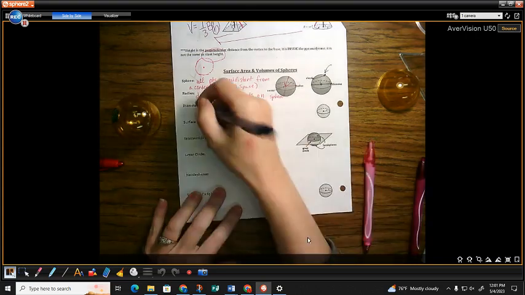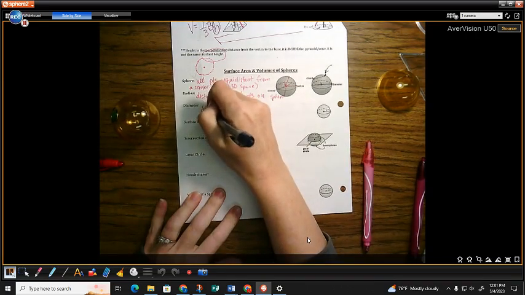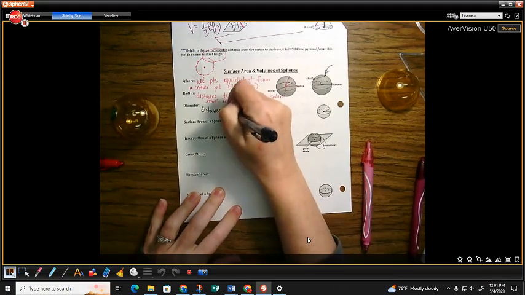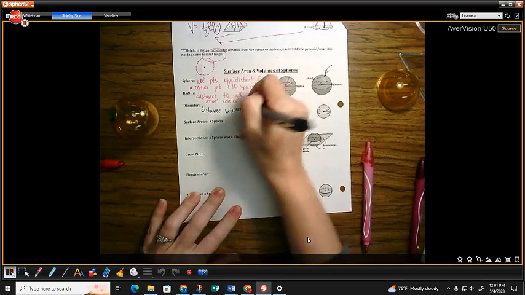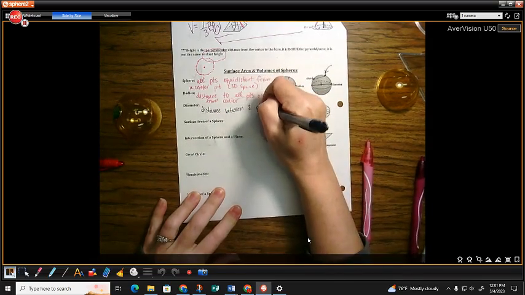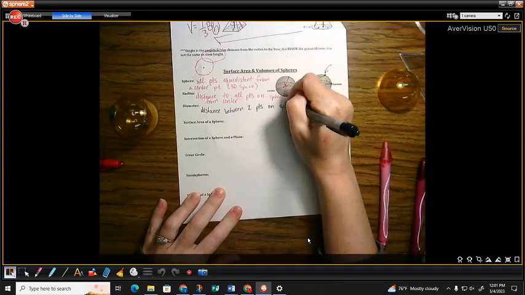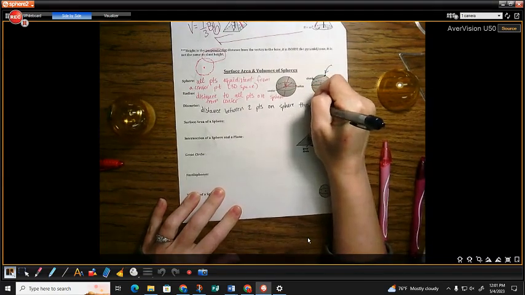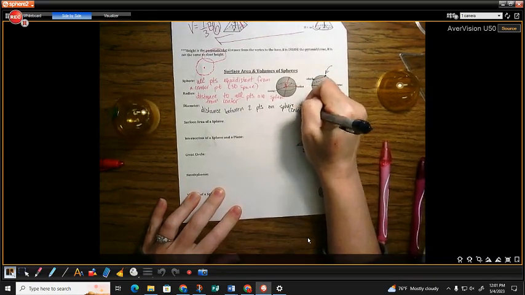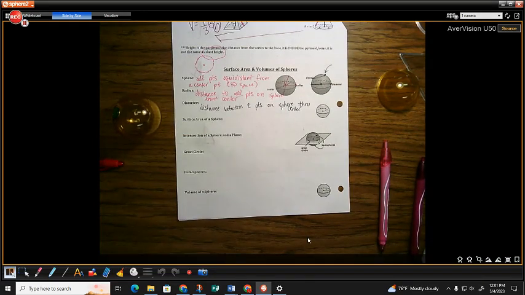Okay? And so, you can have diameters. So it's the distance between two points on a sphere through the center. If it doesn't go through the center, it's not a diameter.